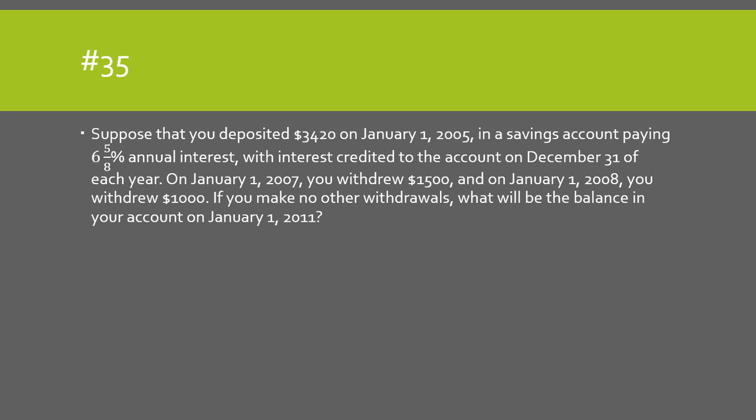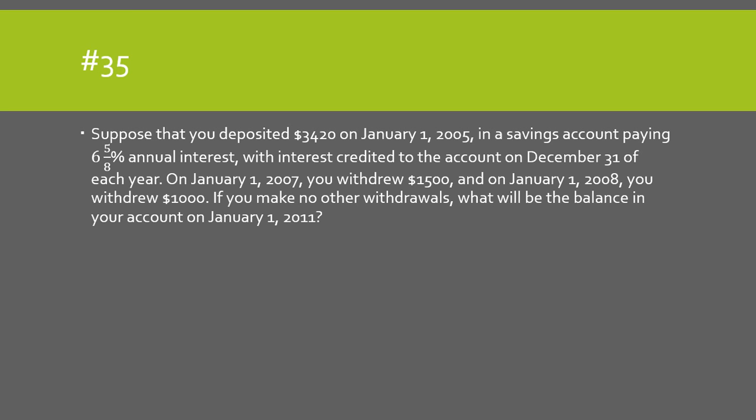Now, compound interest is this last one, number 35. So suppose you deposit $3,420 into an account on January 1st, 2005, and the savings account pays 6 5/8% annually for the interest. The interest is credited to the account on the last day of the year, so the 31st of December. So every 31st of December, that's when the interest is added. Now, on January 1st, 2007, you withdraw $1,500, and January 1st, 2008, you withdraw $1,000.